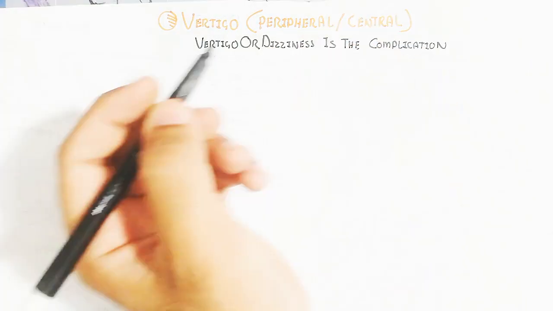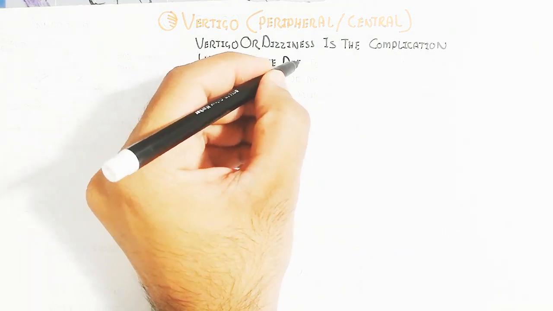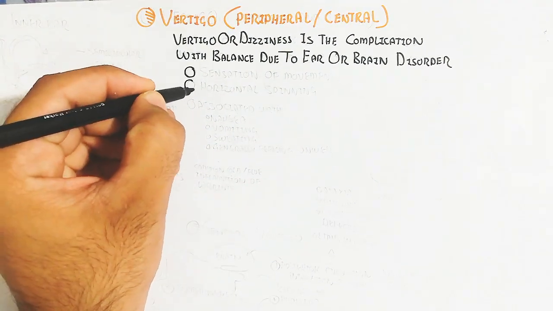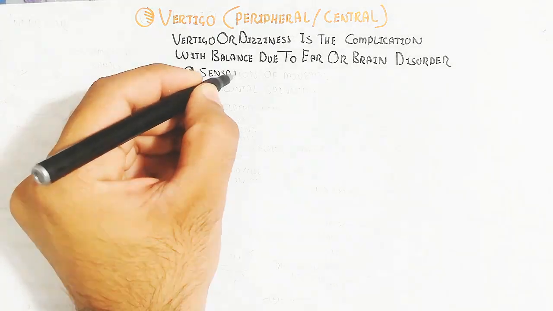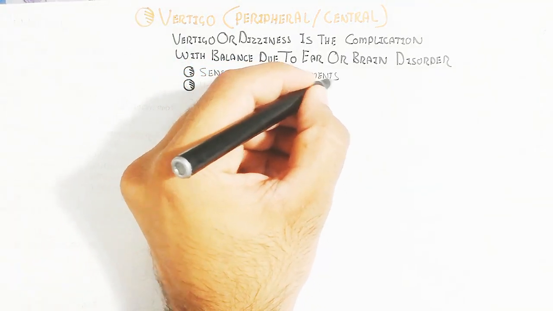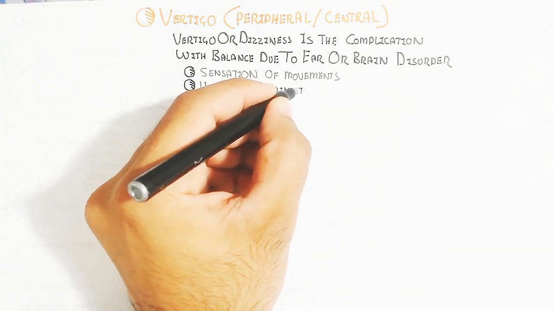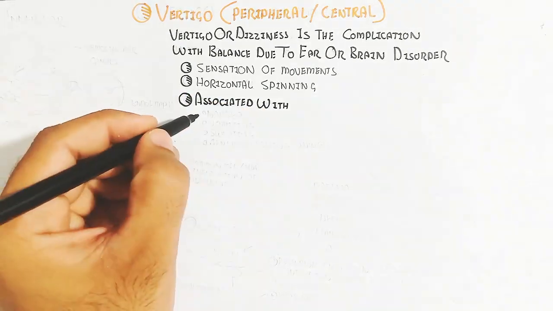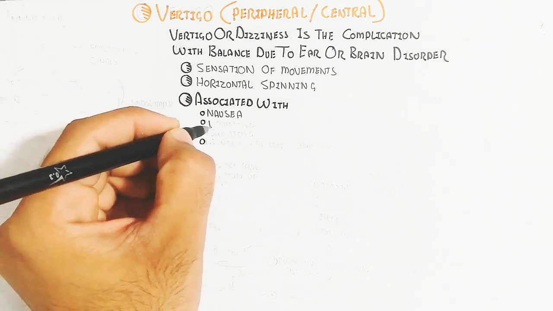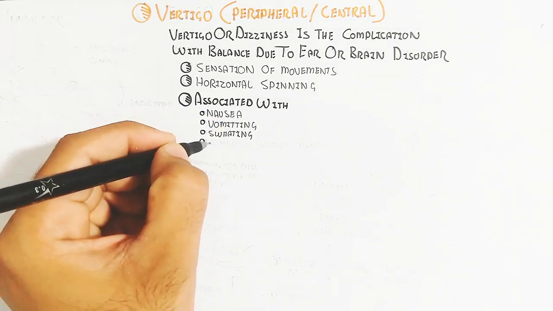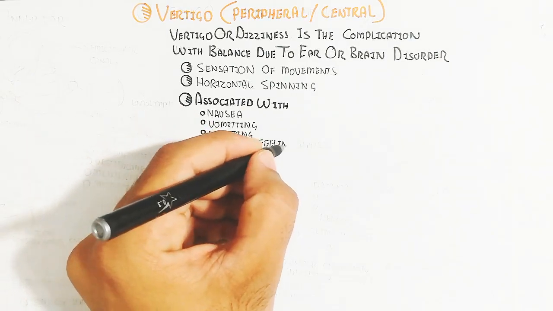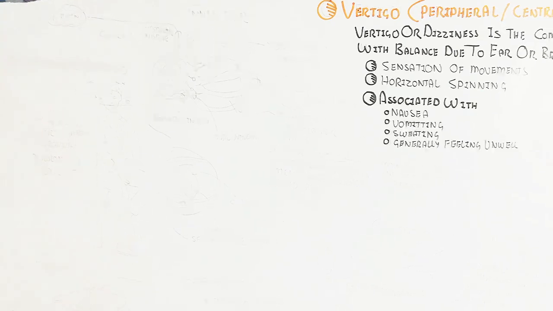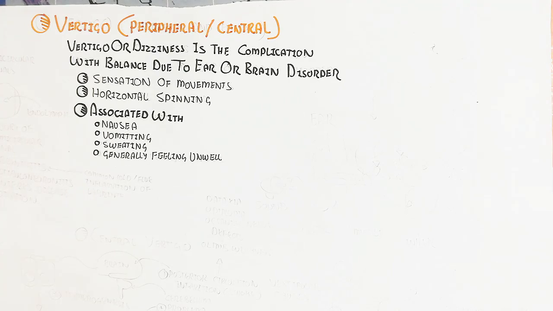Vertigo or dizziness is a complication with balance due to an ear or brain disorder. In this, the sensation of movement and horizontal spinning is involved, associated with nausea, vomiting, and sweating due to the dizziness, and generally feeling unwell. So vertigo is basically an ear problem or brain problem, and in this way we will not balance properly. That is why vertigo means an imbalance of posture.